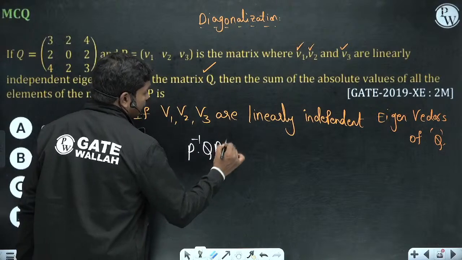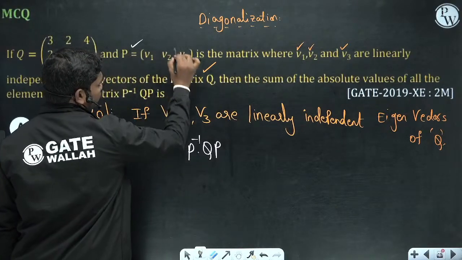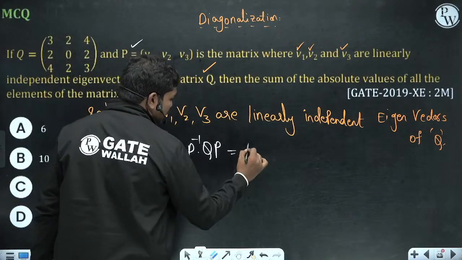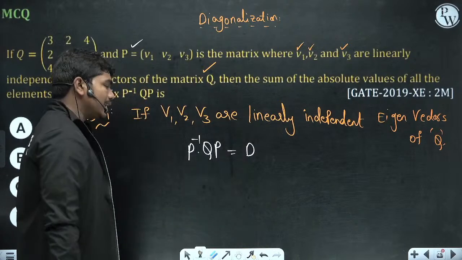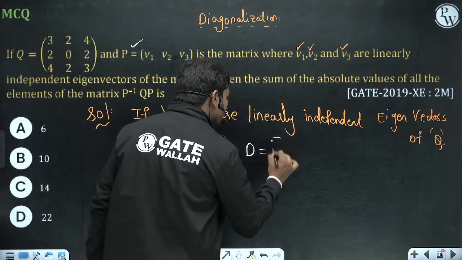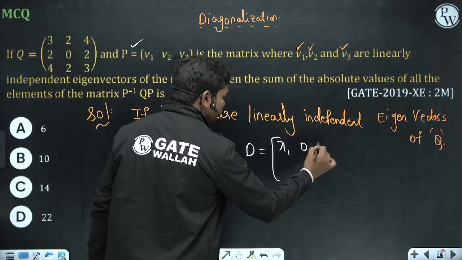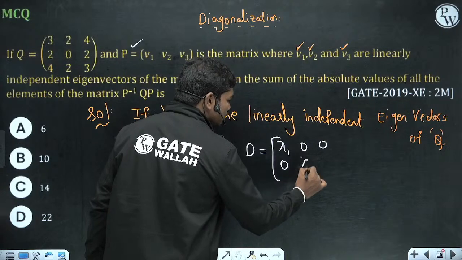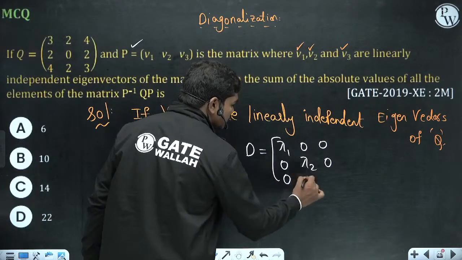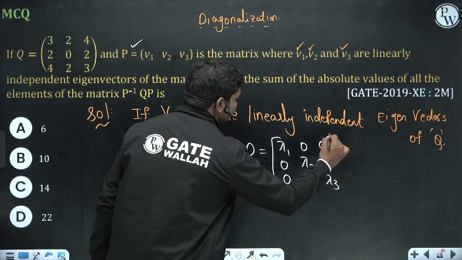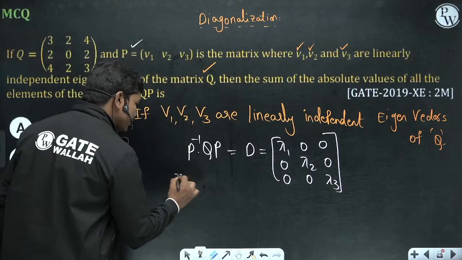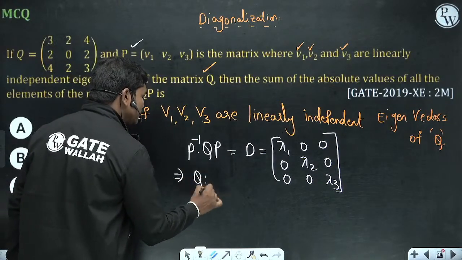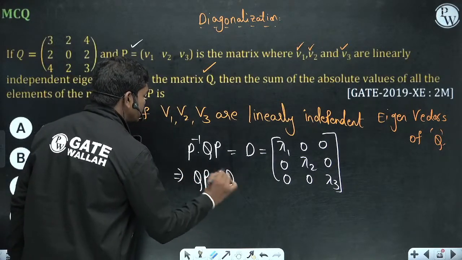This can be written as a diagonal matrix, and this diagonal matrix will be equal to lambda 1, 0, 0; 0, lambda 2, 0; 0, 0, lambda 3, the eigenvalues. So basically this is one transformation, and we generally write this as QP equals PD. So this is what we write.